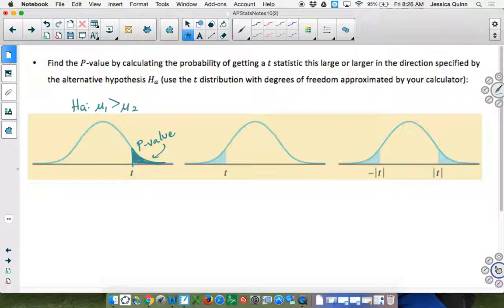My t statistic is this. I want to know the probability of getting this value above the mean, or something even bigger than that. If our alternative hypothesis is mu1 is less than mu2, then it would go the other direction, so here's my p-value. And if our alternative is just that they're not equal to each other, we have these two tails that we have to take into consideration.